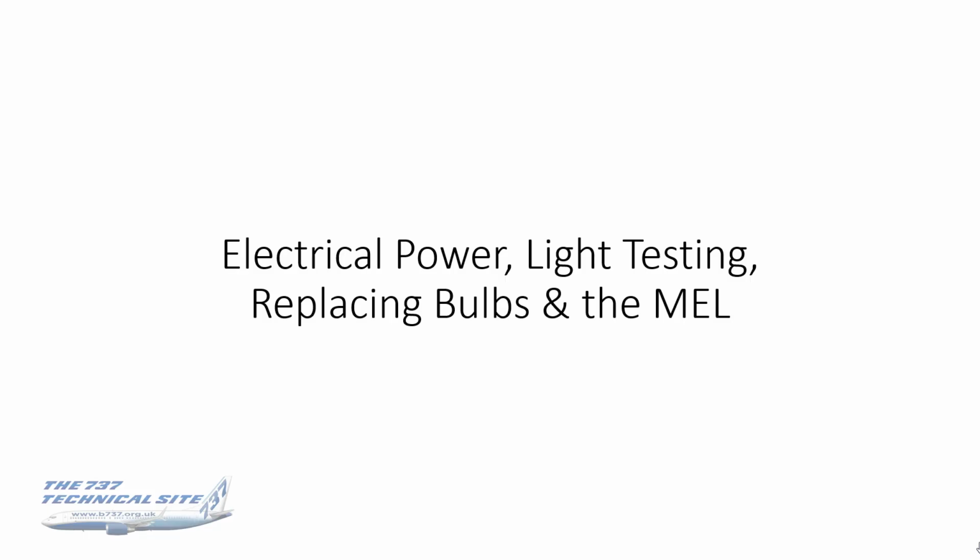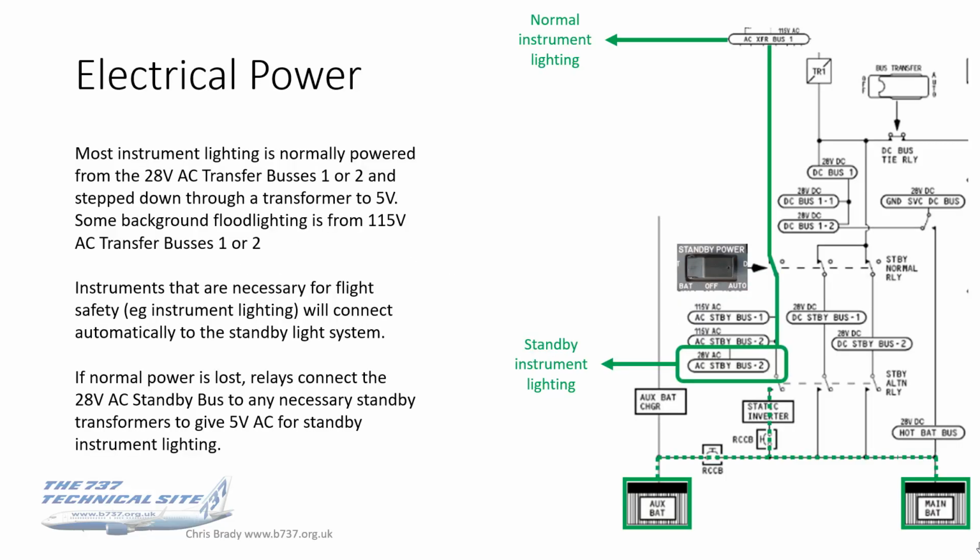Okay, let's have a look at the electrical power, light testing, replacing bulbs, and the MEL. We'll start with electrical power. This schematic here is a little extract from the electrical videos I did. What you can see from this is that most instrument lighting is normally powered from the 28 volt AC transfer buses 1 or 2, and steps down through a transformer to 5 volts. Certainly in the flight deck, it's 5 volt lighting. Some background flood lighting is 115 volt, from the 115 volt AC transfer buses 1 or 2.